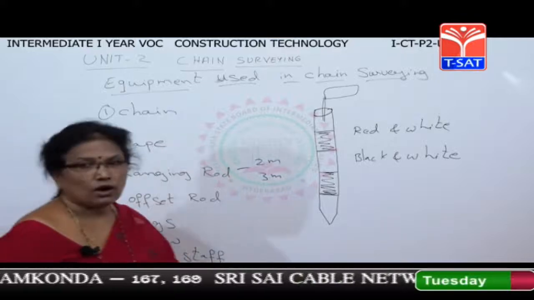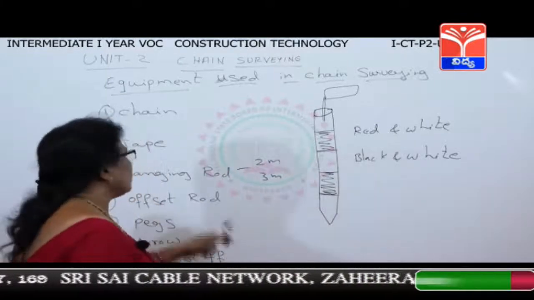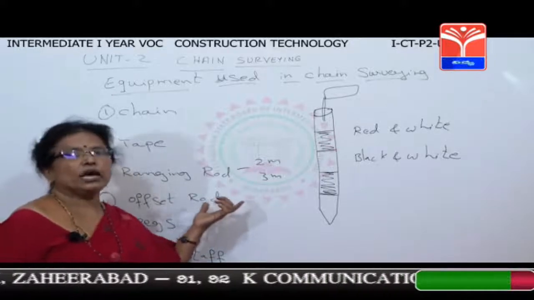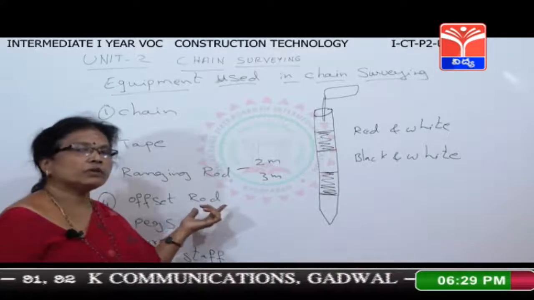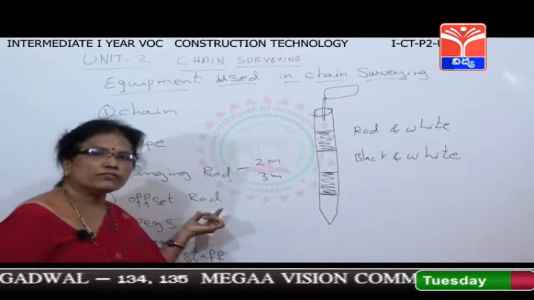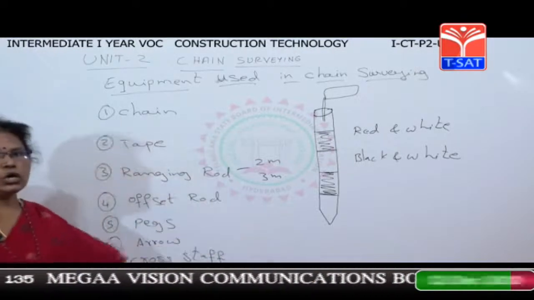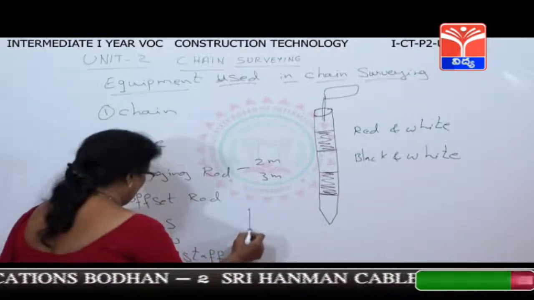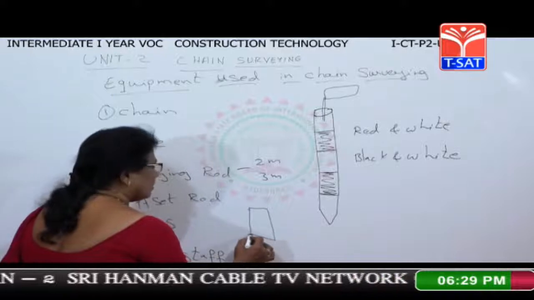And next is the offset rod. This offset rod is 2 meters in length. We are going to use this offset rod to measure shorter distances. We are going to use the offset rod for measuring shorter distances. And next is the peg. It's a wooden thing. It looks like this.